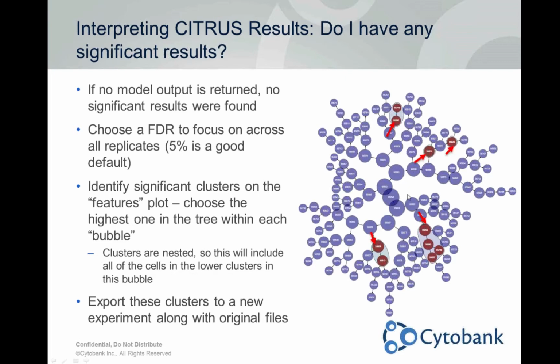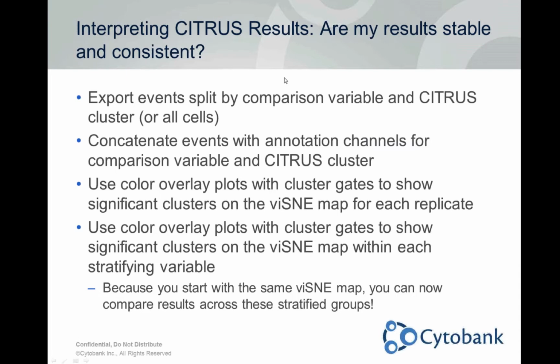So once you have significant clusters, you can then export these clusters to a new experiment along with the original files. You can concatenate the significant clusters from each of your files together and your total files together, and then upload them again to a new experiment, and you can overlay them. And I'll show you what that looks like in a second.